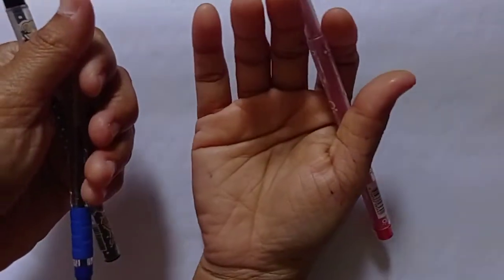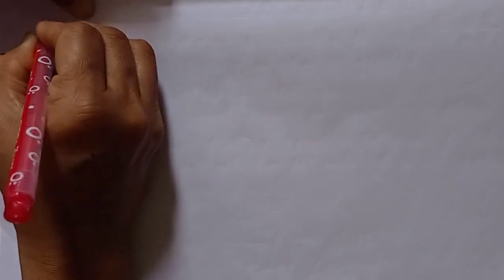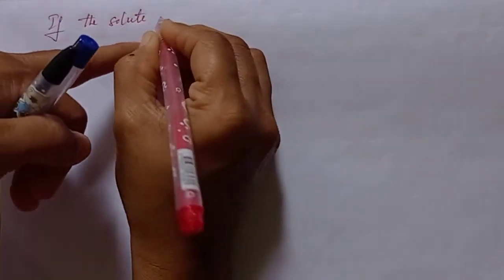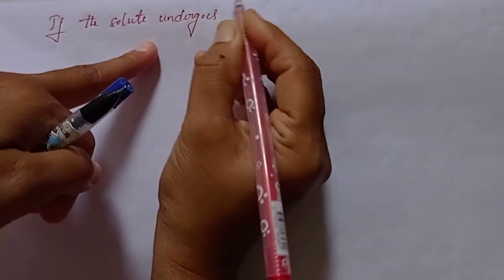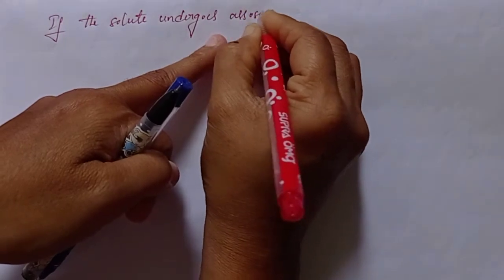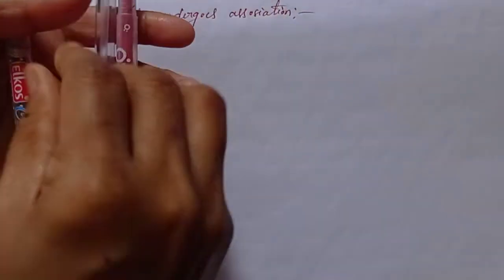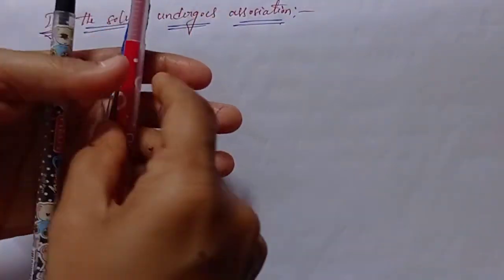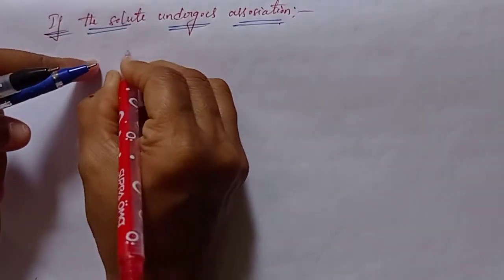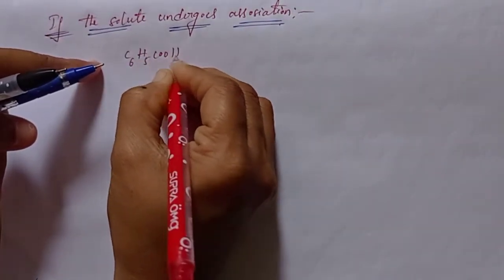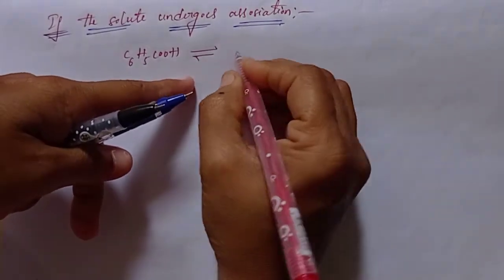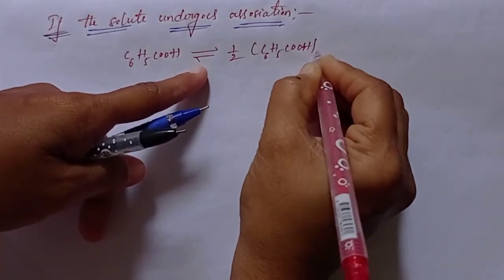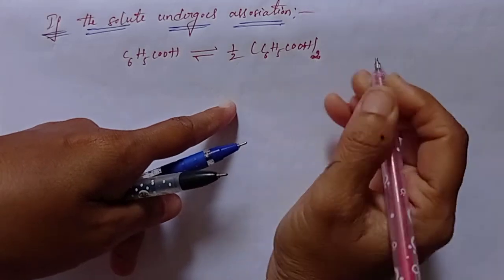Next, if the solute undergoes association. Okay, second case, students: if the solute undergoes association, what will happen? If the solute undergoes association, the number of solute particles decreases, students. For example, I am taking benzoic acid, C6H5COOH. This is benzoic acid. It produces half mole of C6H5COOH. It is 2 molecules, twice.